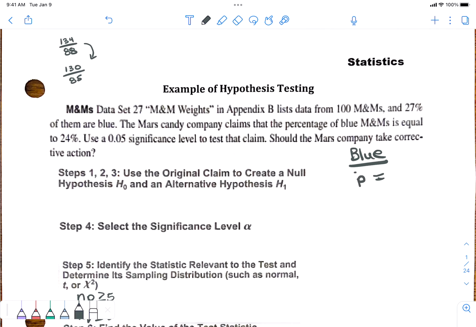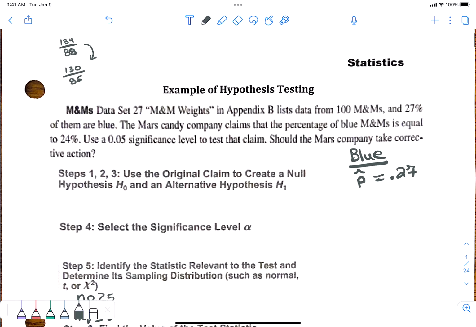P hat, because it's our sample, right? P hat, and I'm going to write it as 0.27, okay? P hat is 0.27. The Mars Candy Company claims that the percentage of blue M&Ms is equal to 24%, okay? So in this case, P is the overall population. The Mars Candy Company is saying that all of the M&Ms, every single one of them, if we were to survey that, it would be 24% or 0.24.